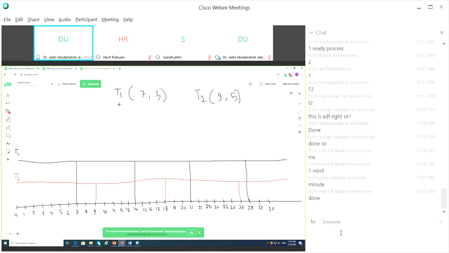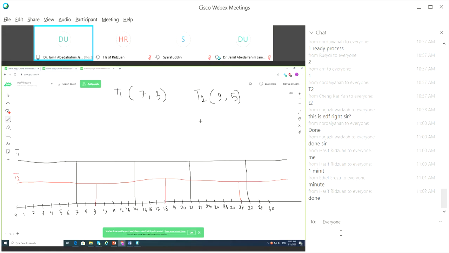Okay, we have two tasks here, task 1 and task 2. Task 1 needs to execute 3 units during 7 time units, and task 2 needs 5 units each 9 time units. So we need to schedule using both algorithms, rate monotonic, then EDF.